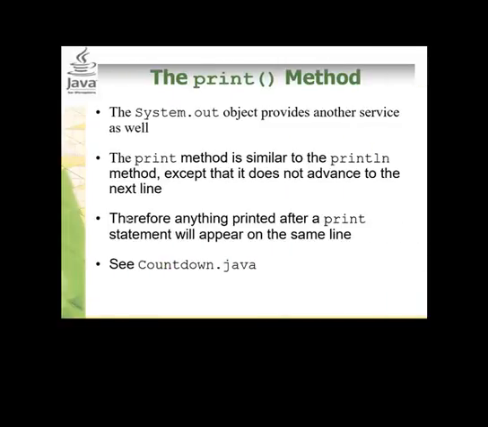Print, I described before. Print just prints one line. With println, when you print out that value, it will go to the next line, and then to the next line, and then to the next line. But print just prints out the value straight away without going to the next line.